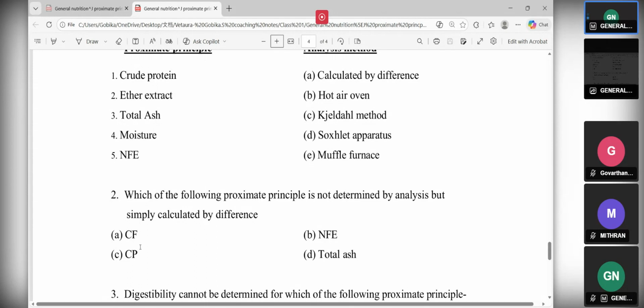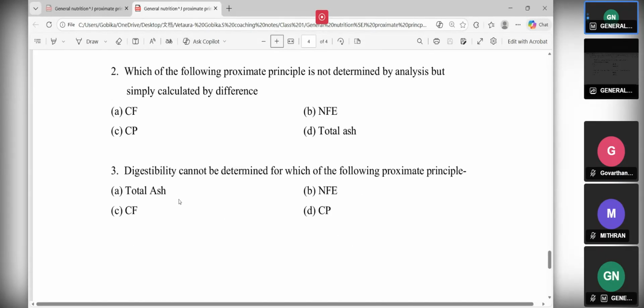Crude fat is estimated using Soxhlet. Crude fiber is estimated using the fiber tec, that is 1.25% H2SO4 and 1.25% NaOH. Then crude protein is estimated using the Kjeldahl method. Then total ash is estimated using a muffle furnace. The only parameter we cannot determine by analysis, only calculate by difference, is nitrogen free extract. So we can easily answer this question if we listened to our class completely.